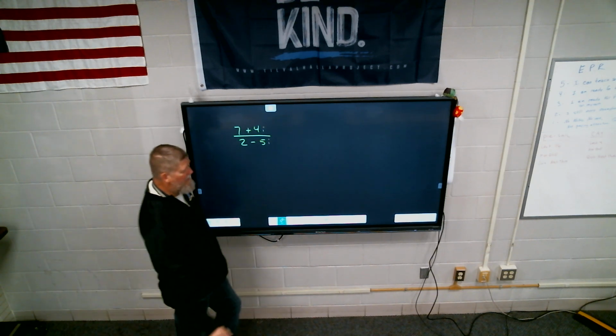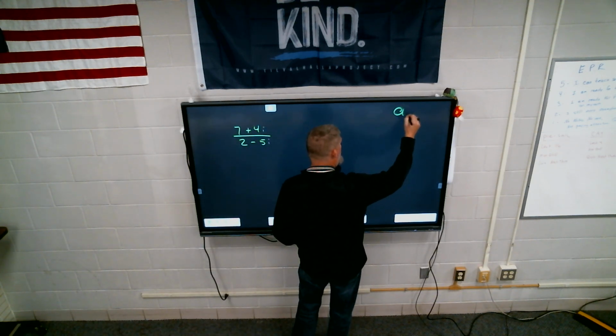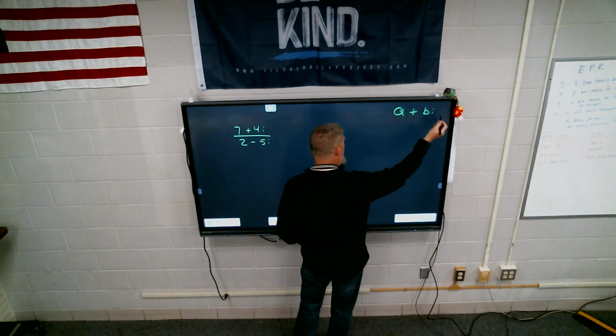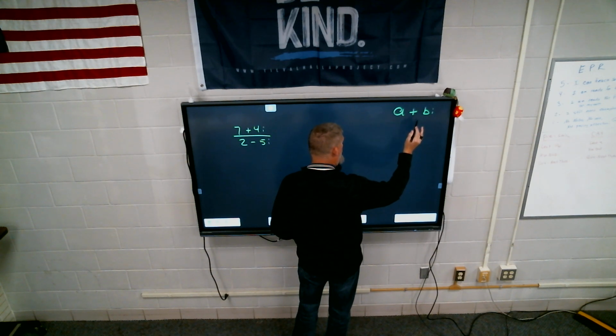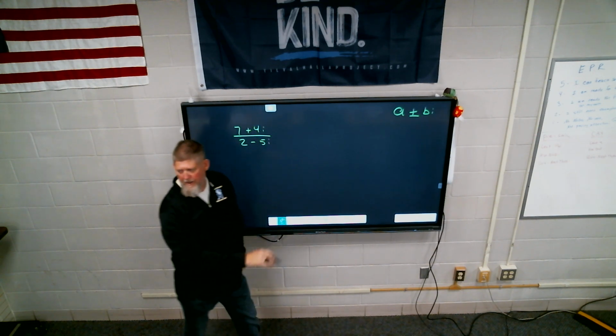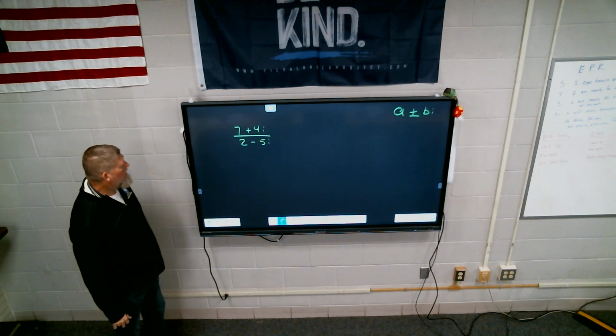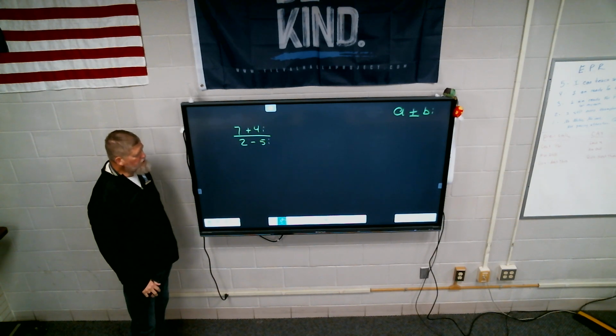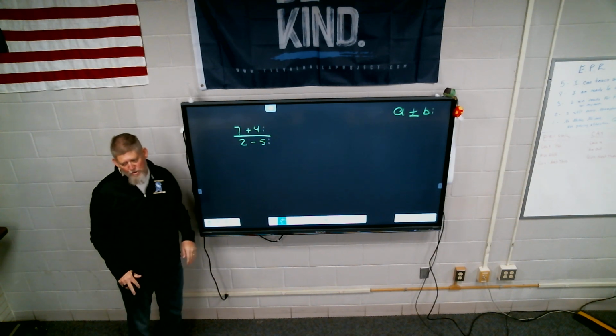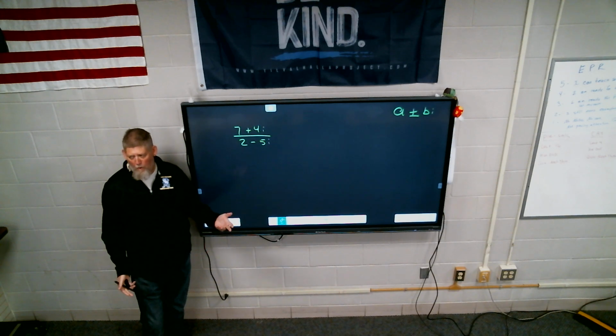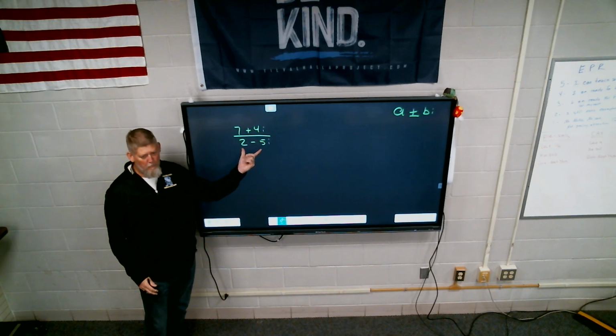Now remember, my final answer needs to be in the form a plus bi. And Logan, if it really helps, you can put a plus or minus b. Okay. All right, now for this one, we're really not truly dividing. What we want to do is get that bottom without the i. We don't like to have i's in the denominator.